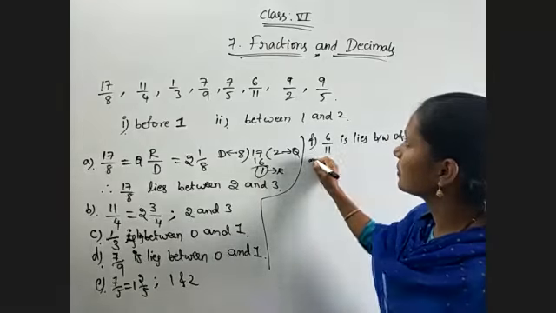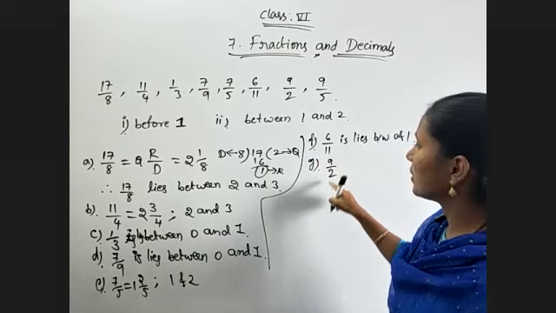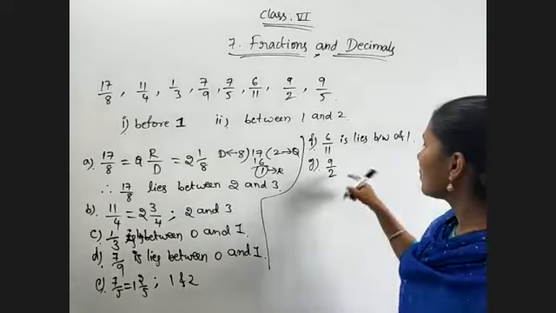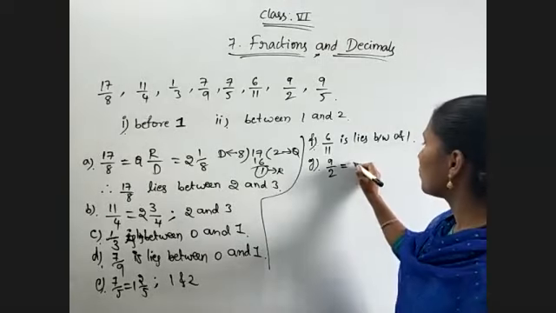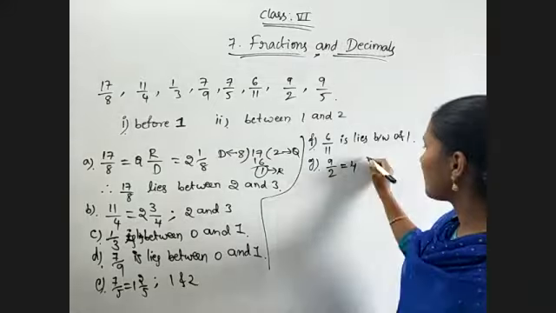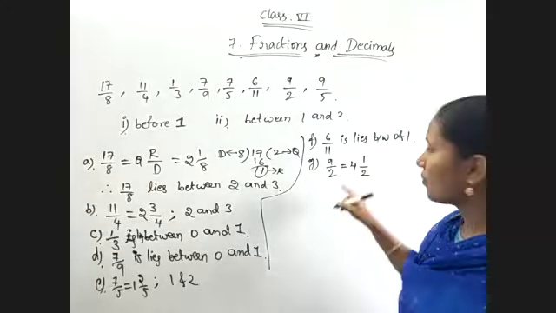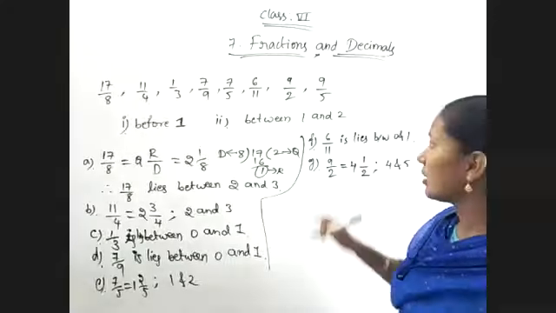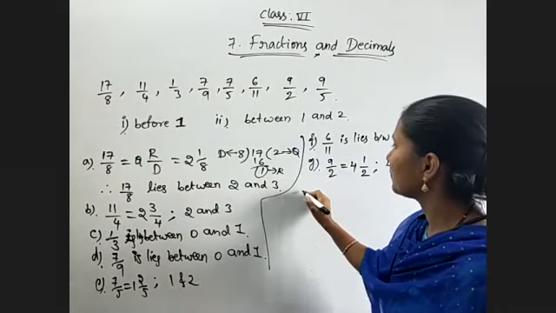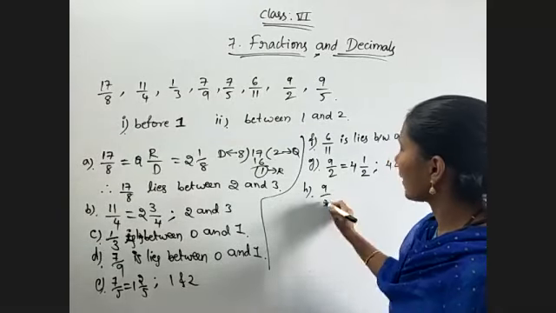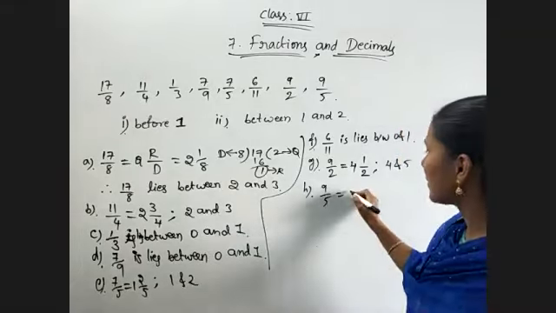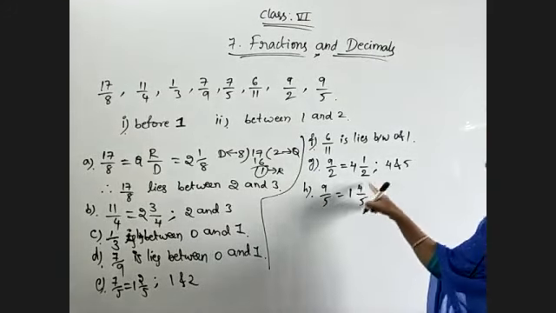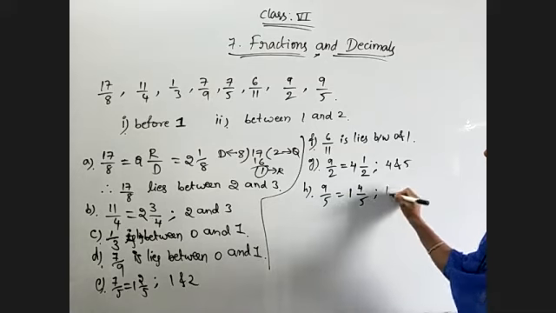And next, 9 by 2. Denominator is lesser than the numerator, so improper fraction. So convert it into mixed fraction. 2 4s are 8, 8 plus 1 is 9. 4 1 by 2 means it lies between 4 and 5. Next coming to 9 by 5. 5 2s are 10. That means 5 1s are 5 is sufficient. Still 4 we need. 1 4 by 5. 5 1s are 5, 5 plus 4 is 9. So 9 by 5 lies between 1 and 2.